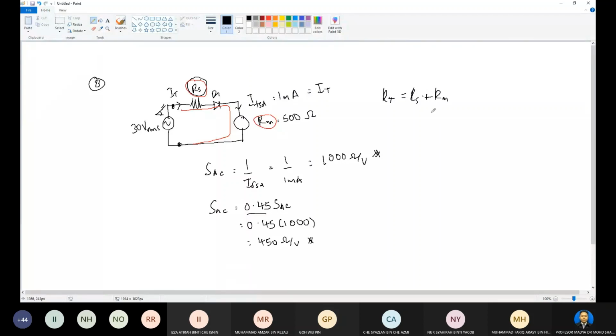Okay, and then R equals VDC divided by current. This comes from the Ohm's law formula, V equals IR. We want to calculate the RT here, so that's why voltage here is divided by current.